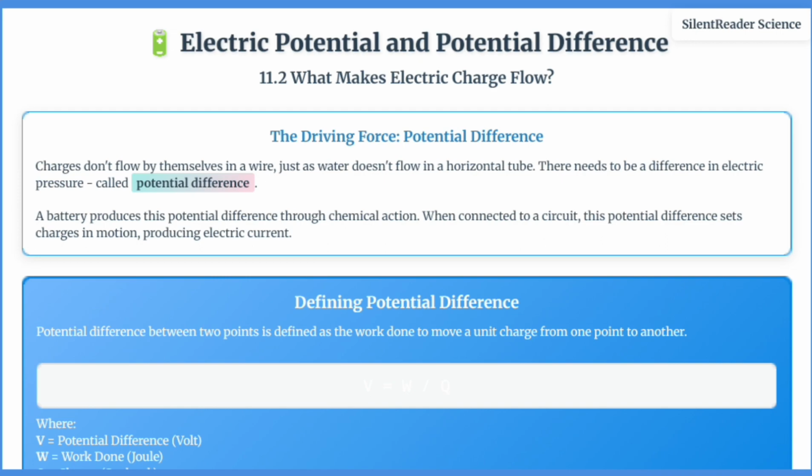We define potential difference between 2 points as the work done to move a unit charge from one point to another. The formula is V equals W divided by Q, where V is potential difference in volts, W is work done in joules, and Q is charge in coulombs. 1 volt equals 1 joule per coulomb. We measure potential difference using a voltmeter, which is always connected in parallel across the points where we want to measure the voltage difference. Unlike an ammeter that measures current and is connected in series, a voltmeter has high resistance to draw minimal current from the circuit.